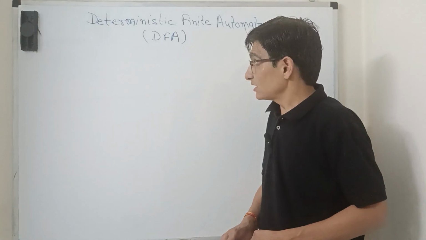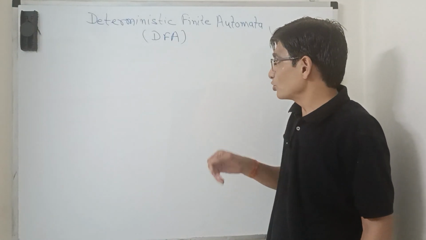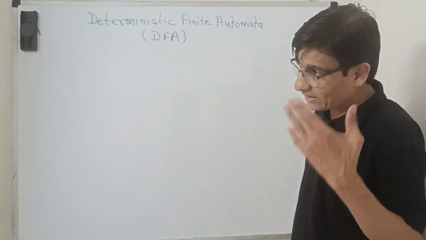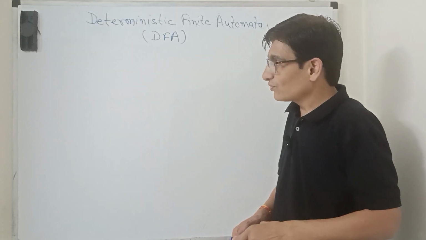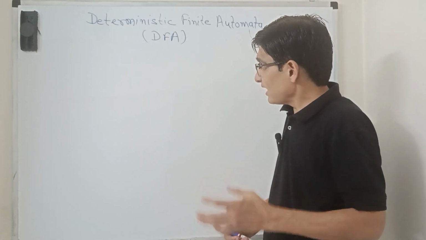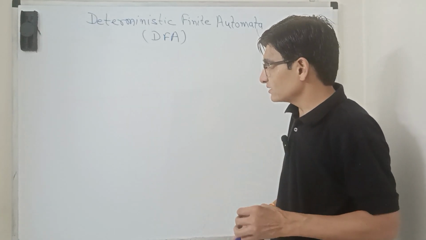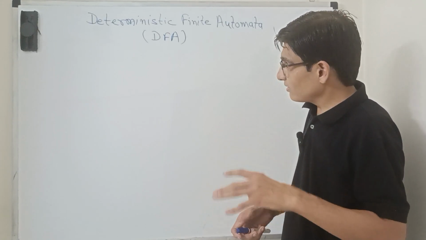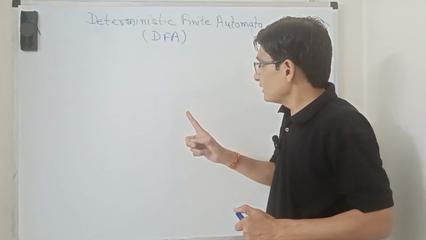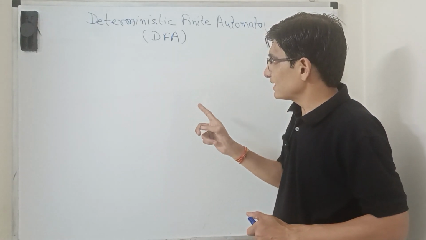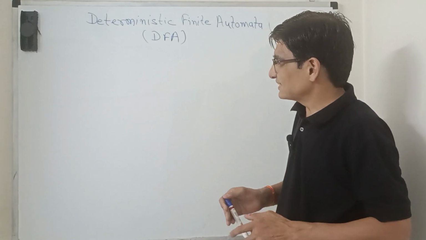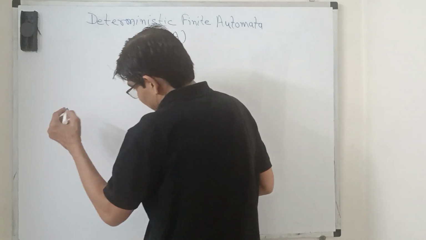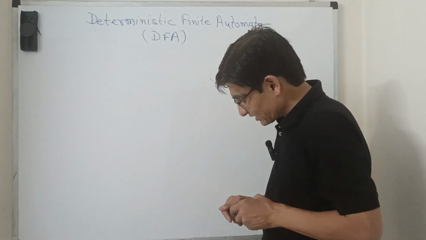So, welcome friends. Today's topic is Deterministic Finite Automata, DFA. Today we are going to start with DFA, which is the first type of finite automata. In this lecture, we will see the mathematical definition of DFA. Then we will discuss one example, and I will represent that example in set form and graph form.